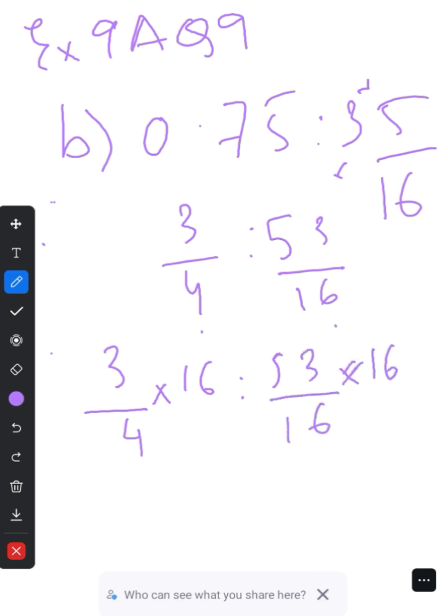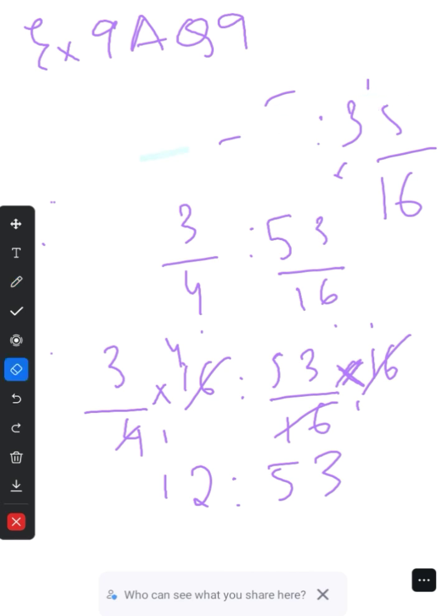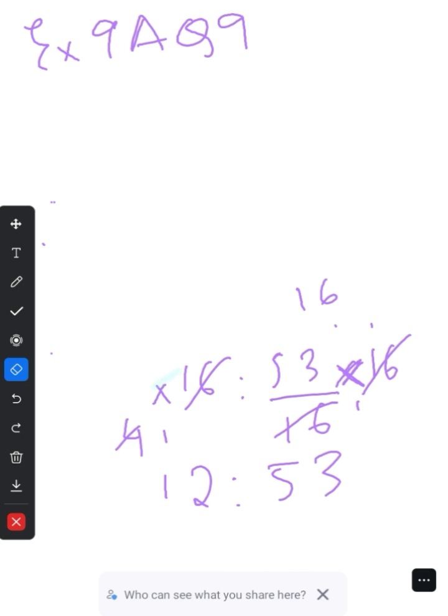So 4 ones are 4 and 4 fours are 16. So 4 multiplied by 3 is going to be 12. 16 ones are 16. So 53 is my answer. 12 ratio 53, as they cannot be divided together, that's my final answer.